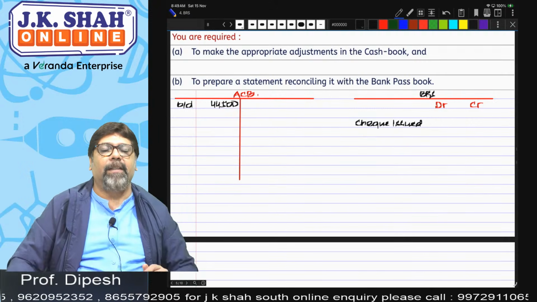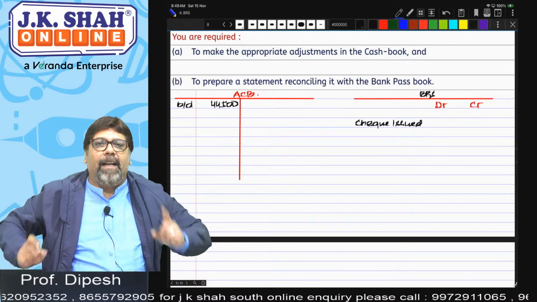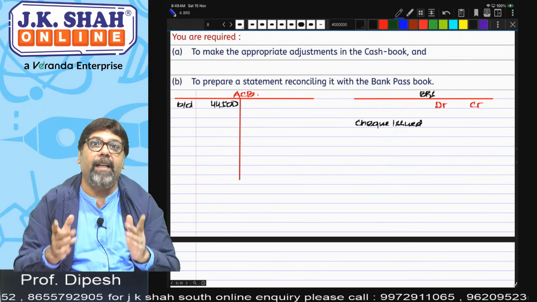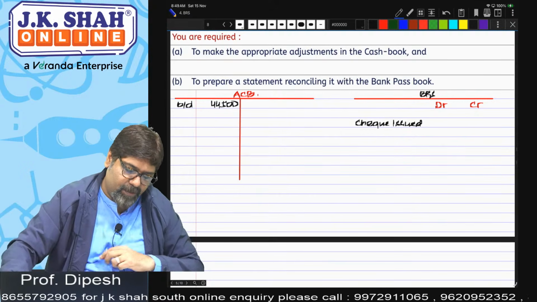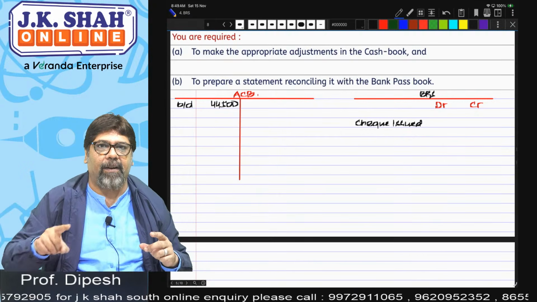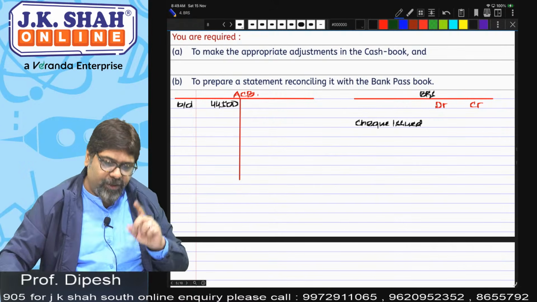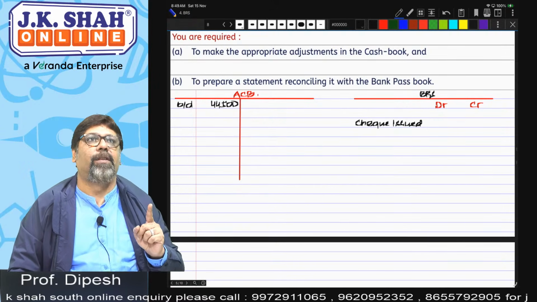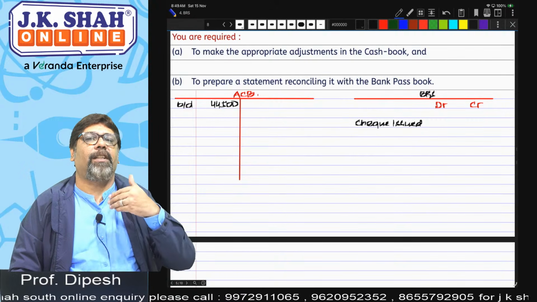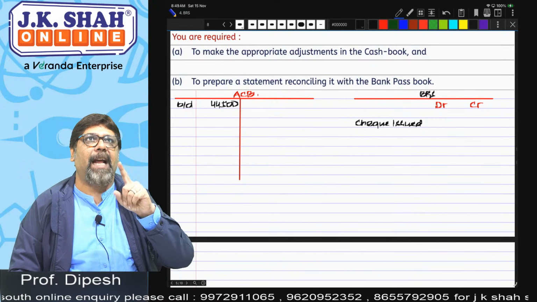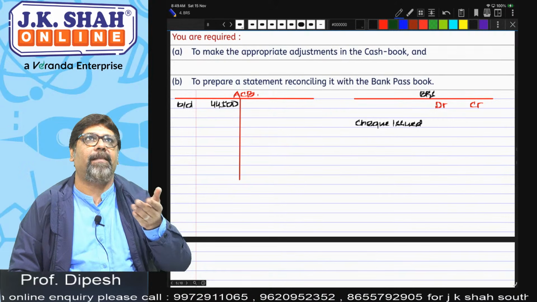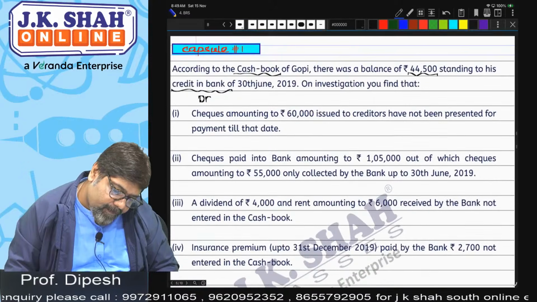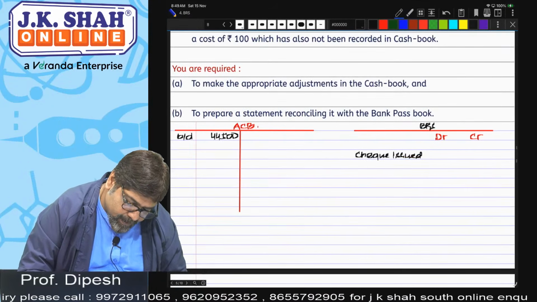Because in BRS I will record only errors of passbook. So check issued, not recorded in passbook. In passbook, check issued is a payment. Payments are recorded on the debit side of the passbook. How much? 60,000.